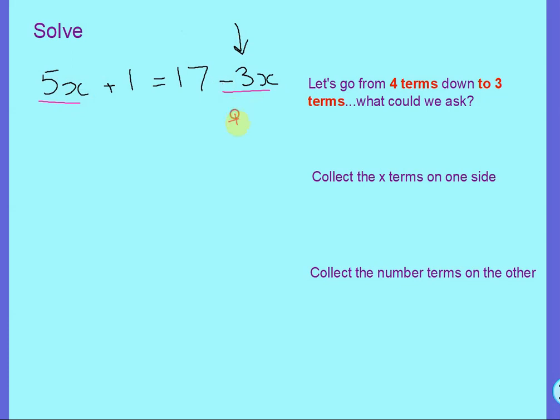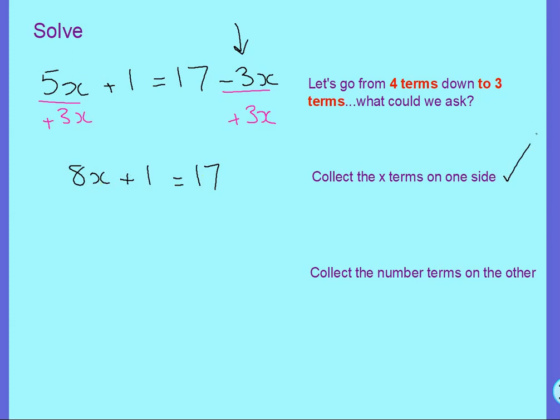So to get rid of the minus, it's going to be add. So it's not always take away amount of x's. Sometimes it can be add. So first thing I write is my equal sign, and I will have 8x on the left plus 1 and just 17. That one's done.